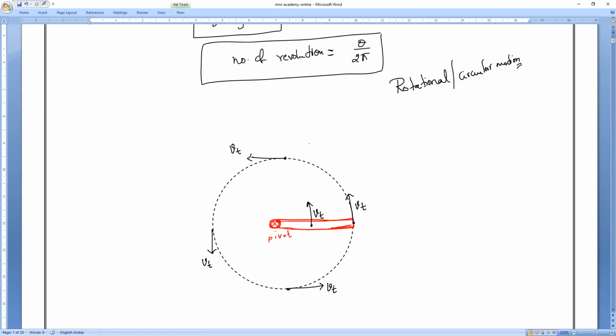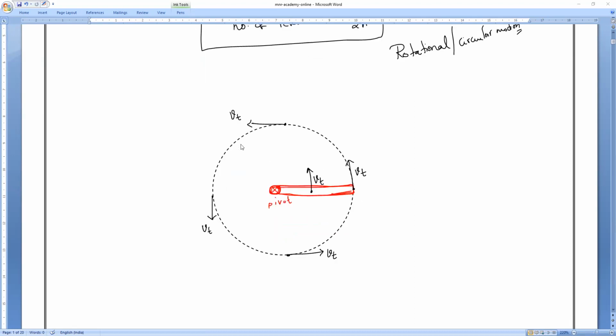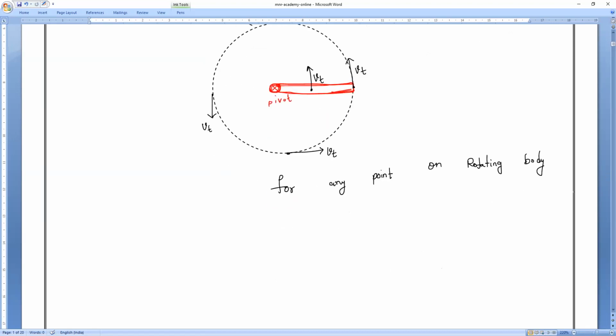So in 9th class you studied two things. At every point in a circular path, does velocity remain constant or change? For any point on a rotating body, does V remain constant or vary? Speed does not vary, velocity varies. I already taught you in 11th class also that the magnitude of velocity we used to call speed.